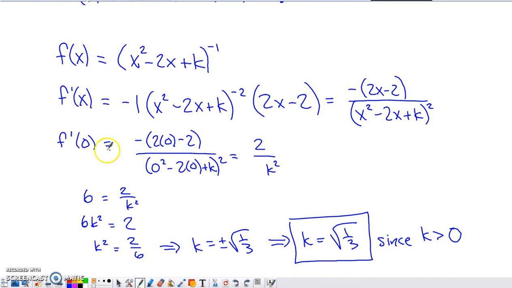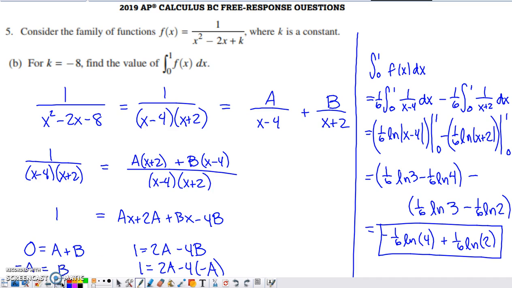So we need to set f prime of 0 equal to 6. So we toss 0 in place of the x's, and that simplifies down to just 2 over k squared. When we set that equal to 6, you can multiply by the k squared to get it out of the denominator. Solving it gets you this, but we were told that k had to be positive, therefore we end up with just the square root of 1/3 as the value of k. That's going to make that derivative have a value of 6 at 0.